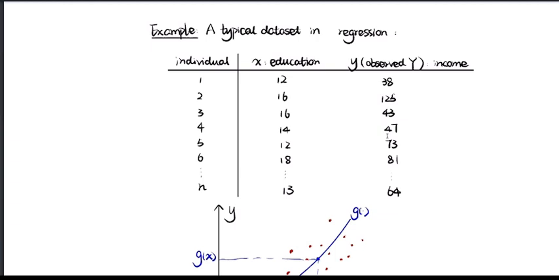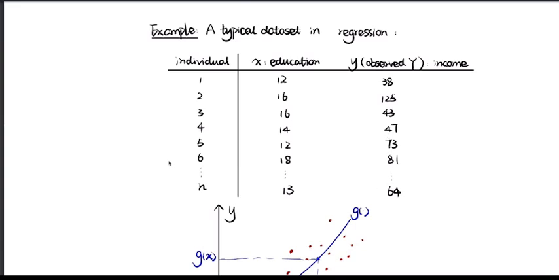It could be the first individual, after 12 years of education. I want to believe 12 years of education is going to be up to high school, right? And that person has $38,000, 16 years, 120, and so on like that.